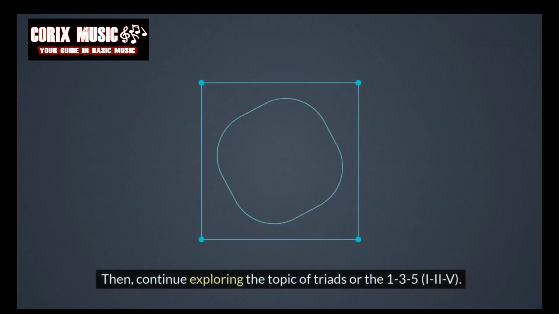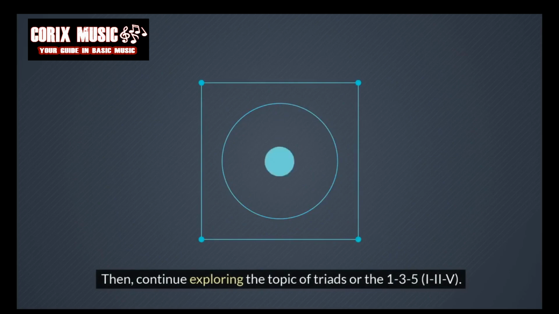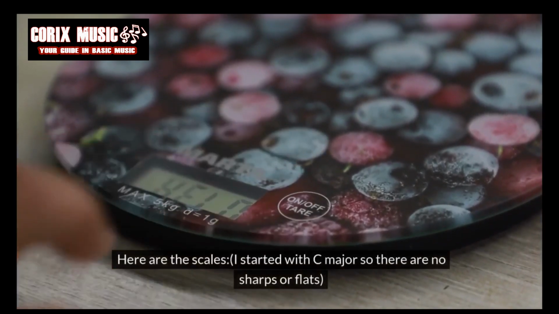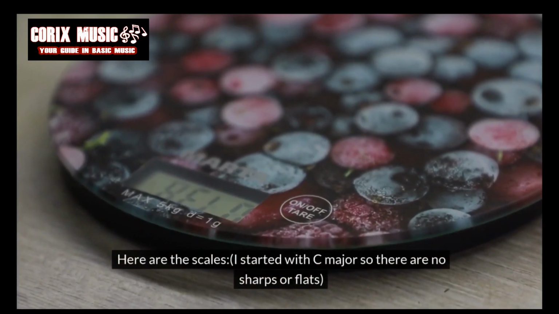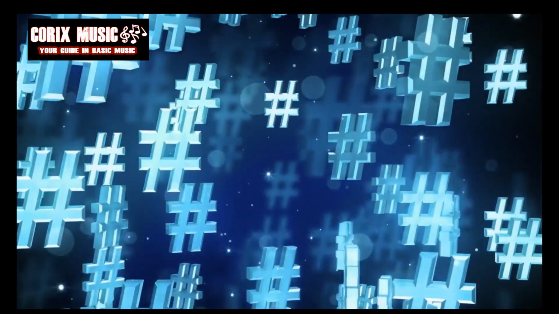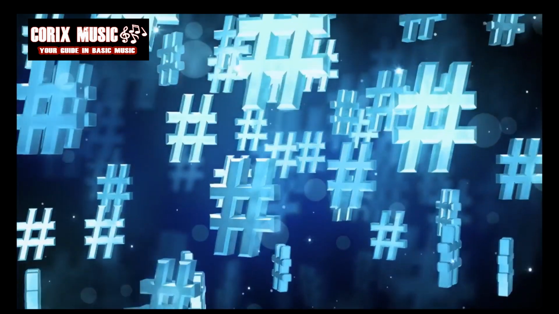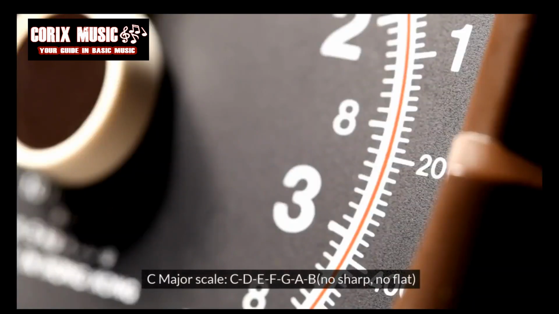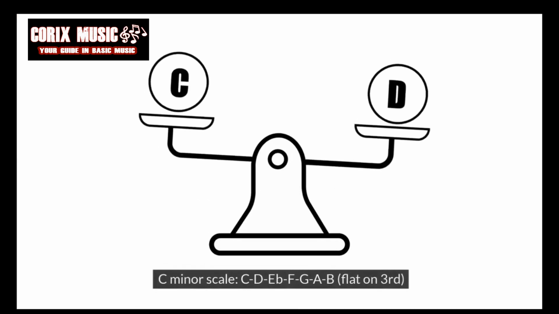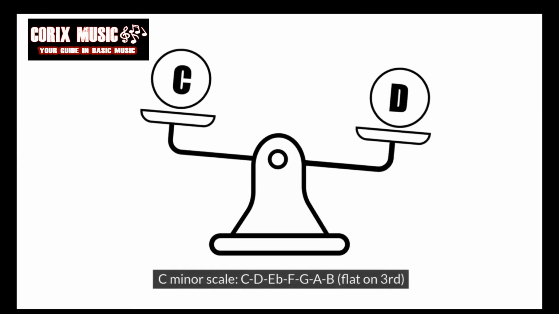Then continue exploring the topic of triads, or the 1, 3, 5. Here are the scales. I started with C major, so there are no sharps and flats. C major scale, no sharp and no flat. C minor scale, flat on the third.